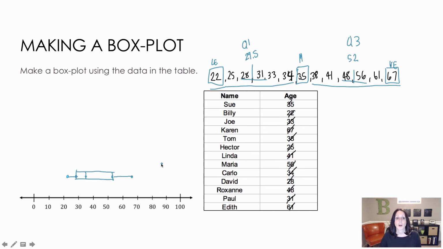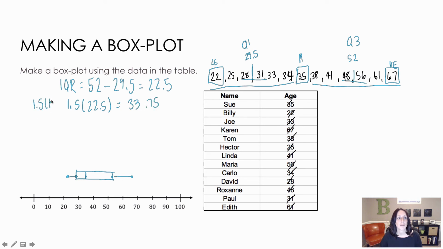Now let's not forget to do our fence. Our fence is to find the IQR, which is the interquartile range, which means I'm going to take 52, which is my 3rd quartile, minus 29.5, and that's going to give me my interquartile range of 22.5. I'm going to take 1.5 times 22.5, and that's going to give me my value that I'm going to add and subtract to make the fence, which is 33.75. So this would be my 1.5 times my IQR.